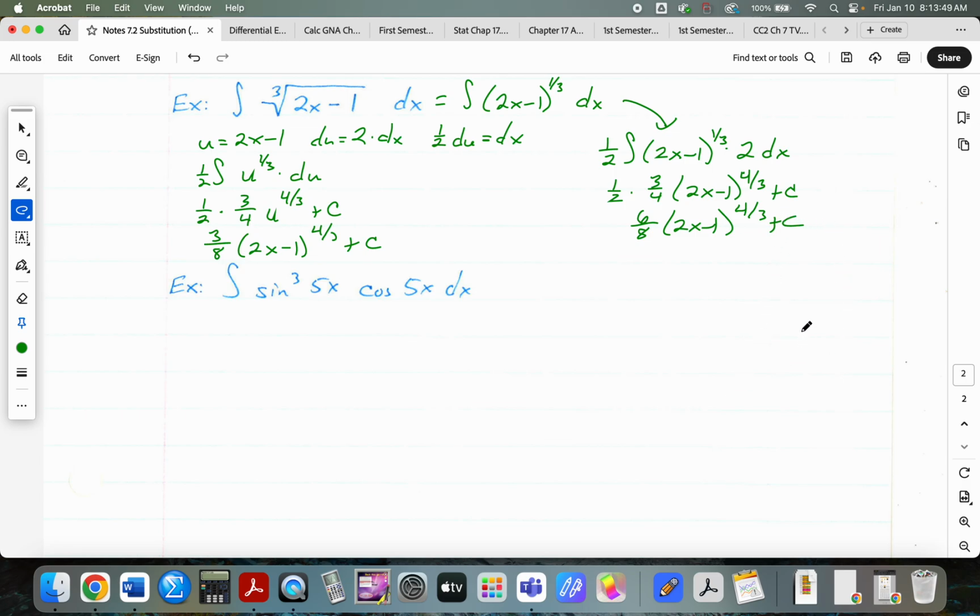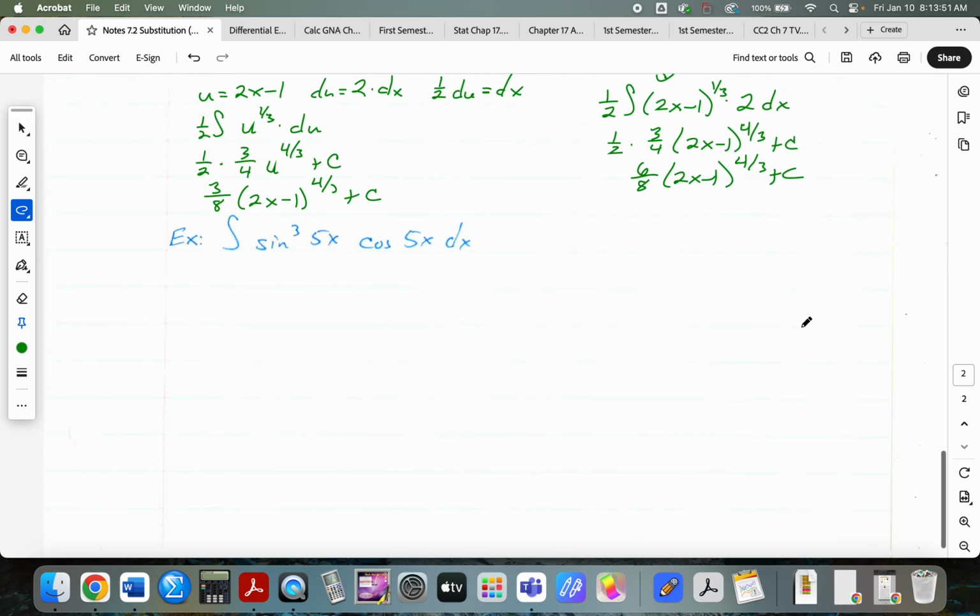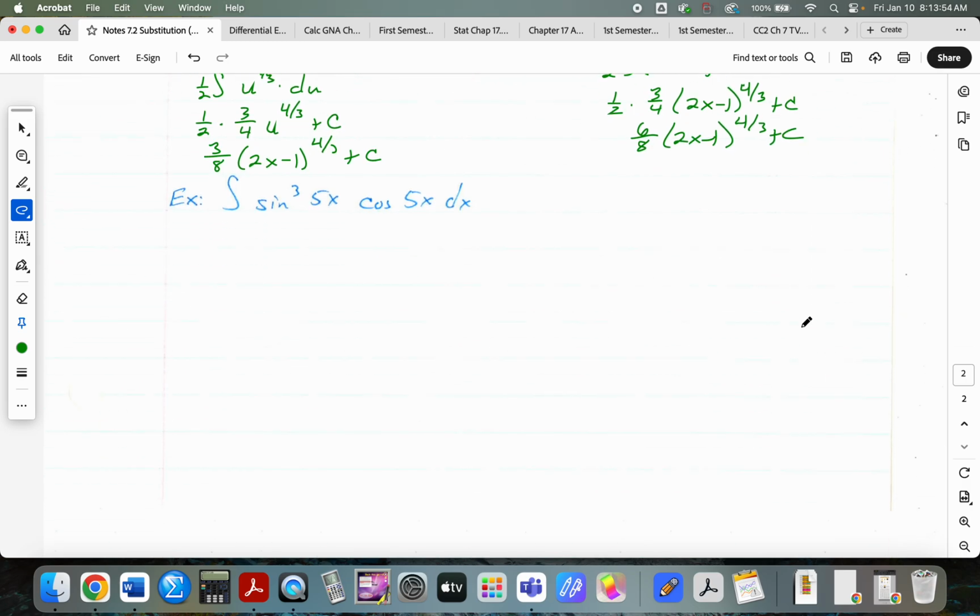All right, one last example. Here we have a doubly composite function, which is fine because we have a composite function multiplied times it. Again, I spend time rewriting things. I would rewrite this as sine of 5x raised to the third power times cosine of 5x dx.